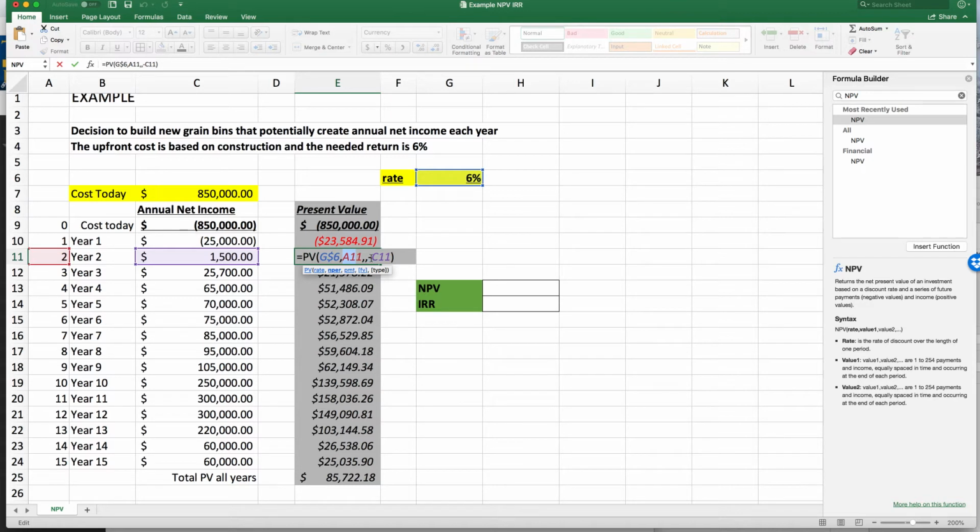So this is year 2 discount. And then C11 is the future value, which I have right there. So every time I move this formula down, it gives me an answer for that.